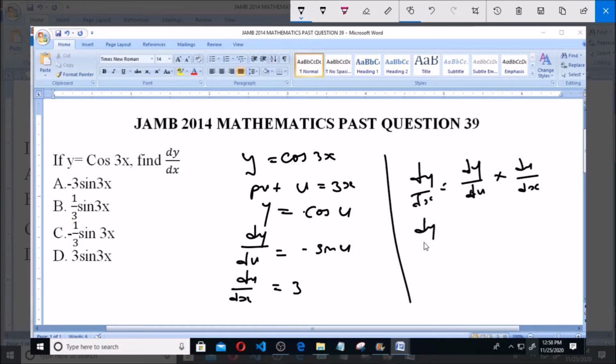So we have that dy/dx is equal to minus sine u multiplied by 3. So that is equal to minus 3 sine u. Now remember, u is equal to 3x, so dy/dx is equal to minus 3 sine 3x, and that is option A, minus 3 sine 3x.